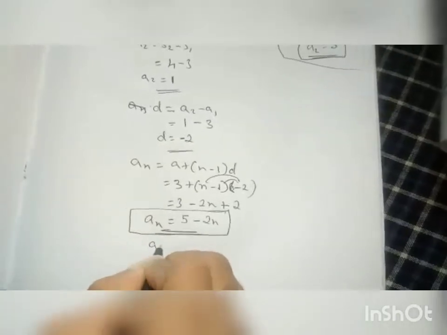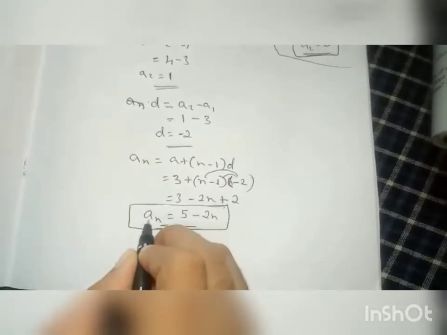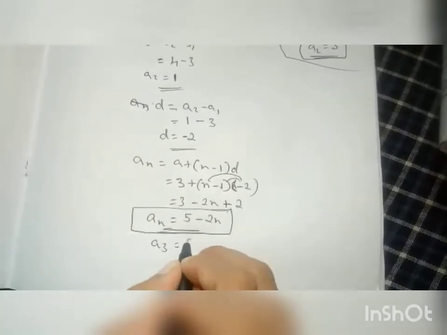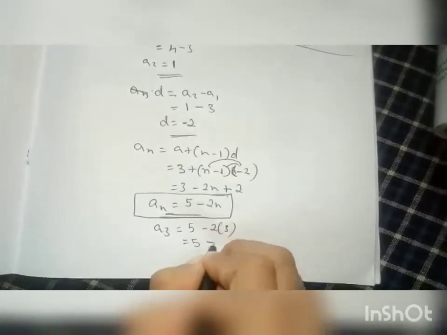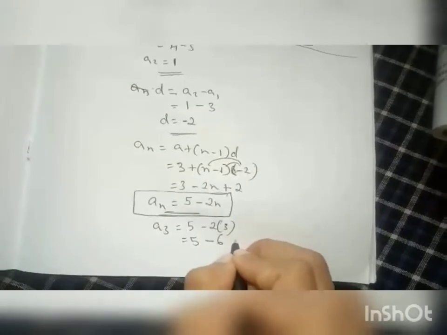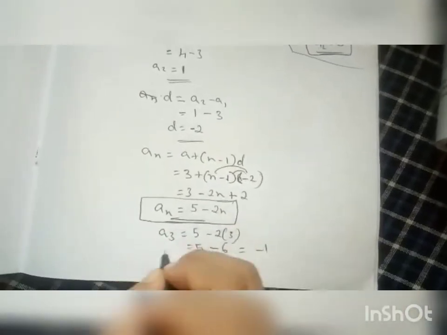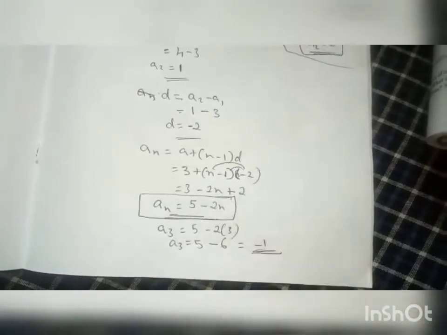So what it becomes? A3 is equal to, in the place of n you are substituting 3. So 5 minus 2 into 3, that is 5 minus 2 3s are 6. 5 minus 6 is what? Minus 1. So A3 is equal to minus 1.